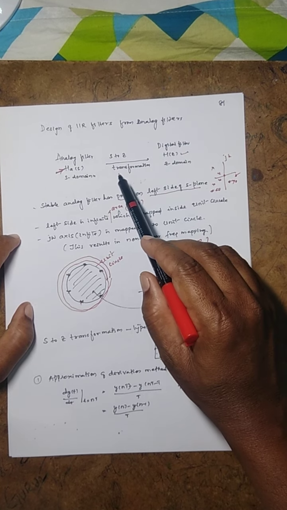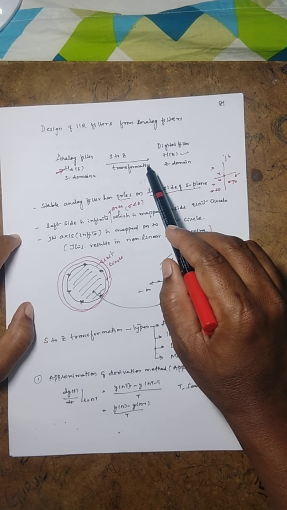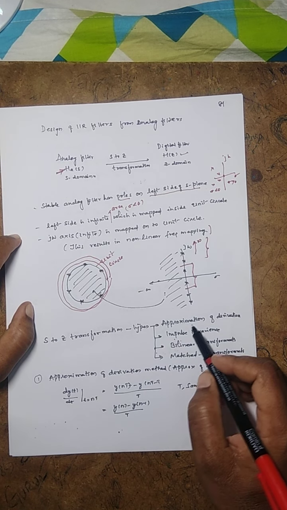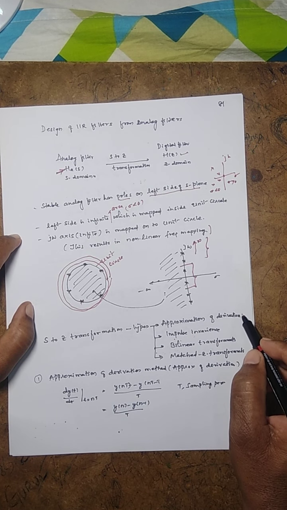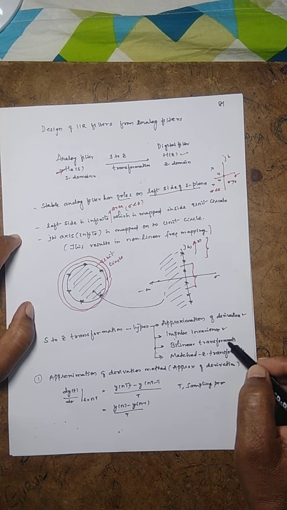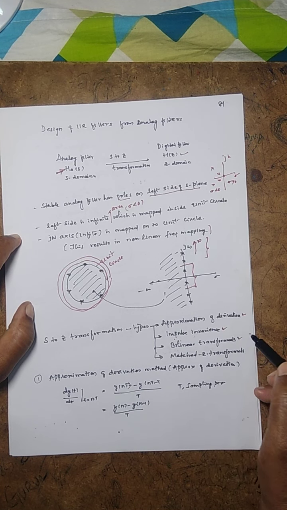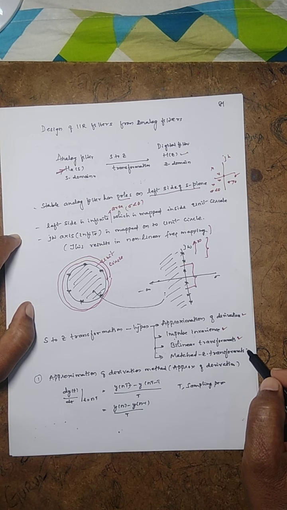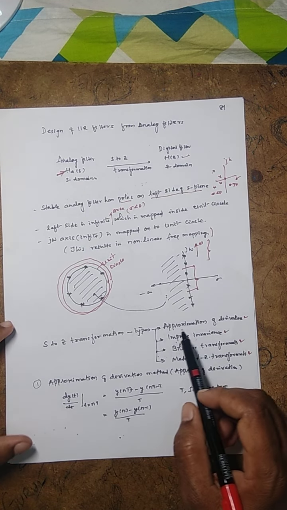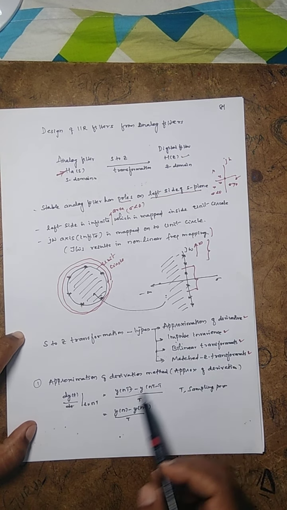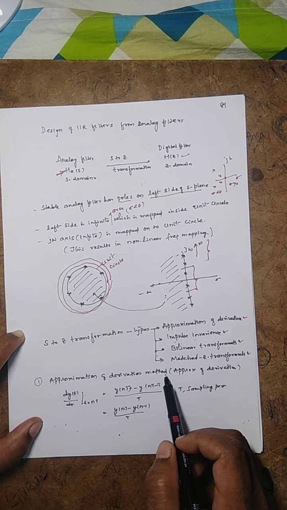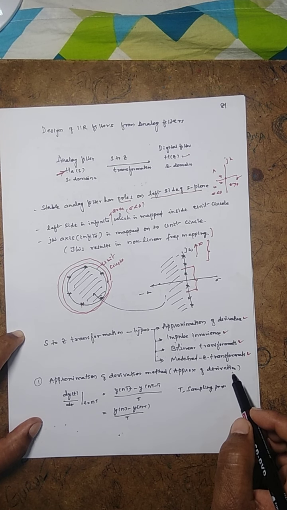Then what are the types of S to Z transformations? There are four types. One is approximation of derivatives. Second one is the impulse invariance method. Third one is the bilinear transformation. Fourth one is the matched Z transformation. We'll take up the first one, the approximation of derivatives method.